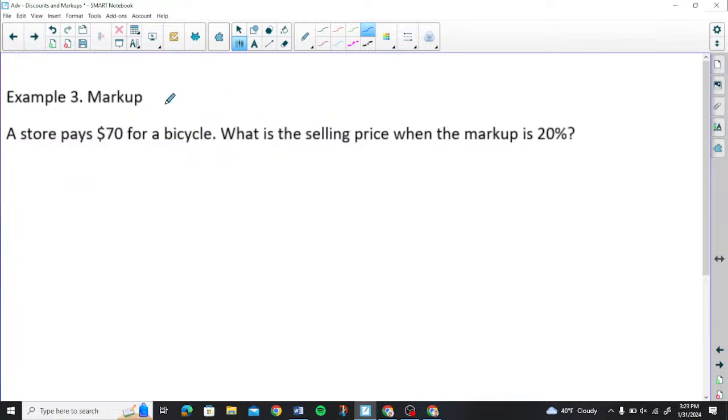One last example, we have the markup. A store pays $70 for a bicycle. What is the selling price when the markup is 20%? So I'm going to walk through this backwards here. We know that this is a percent change, and we know that markups are added to the original amount. So we look at this selling price. Selling price is what's going to be new. It's what you're going to be charged, whereas this is what the store was charged, $70. So that's the original price.